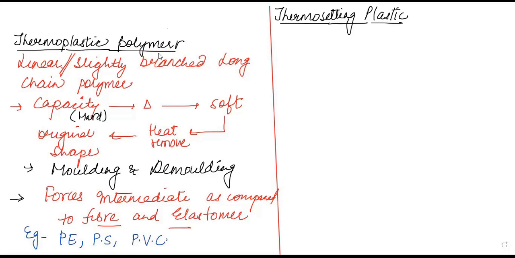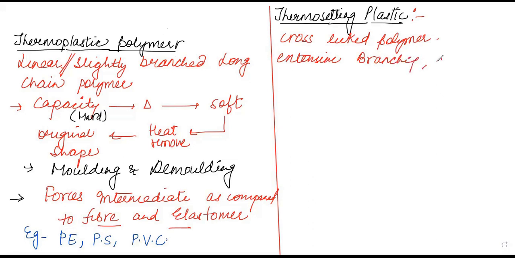फाइन. नेक्स्ट कैटेगरी दैट इज थर्मोसेटिंग प्लास्टिक. लास्ट थिंग दैट इज cross-linked polymer. If the first one is linear and simple branch, so this is cross-linked polymer. Big structure is there. Fine. Extensive branching is there. 3D structure is there.